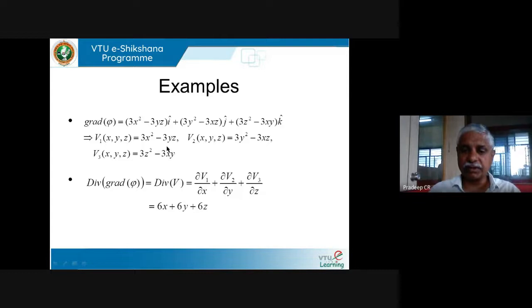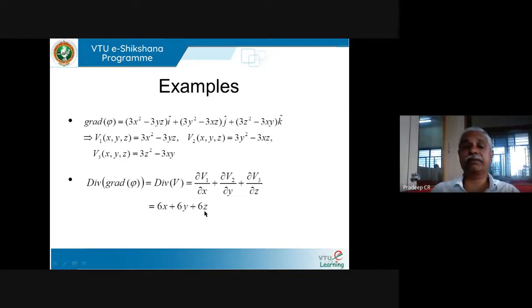You differentiate this with respect to X, I'll get 6X. This is 0 because Y and Z are to be treated as constant when I'm differentiating with respect to X. And so I get 6X. Good, very good. Differentiate this with respect to Y. Then X and Z are constant, so I'll get 6Y. That's what I've written here. Differentiate this with respect to Z, that means X and Y are to be treated constant, so I'll get 6Z. That's what I have written here.